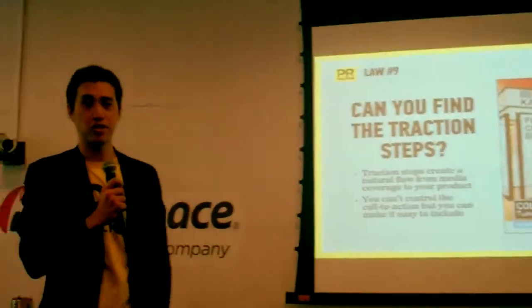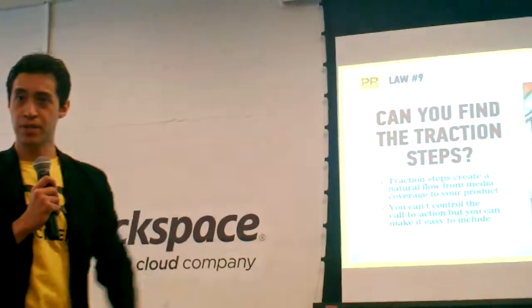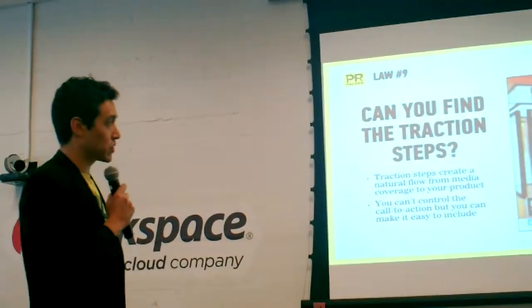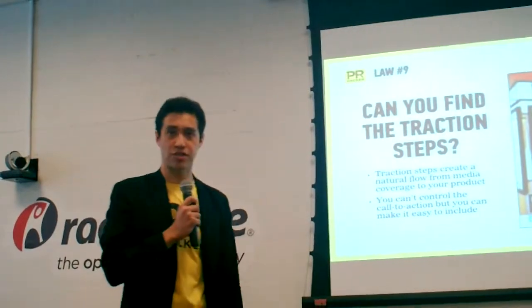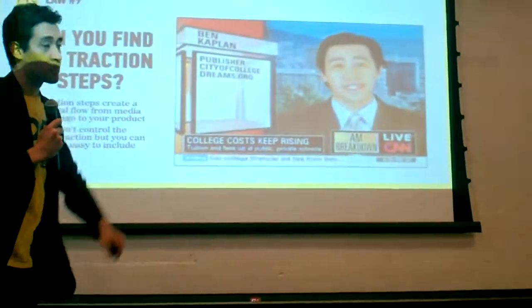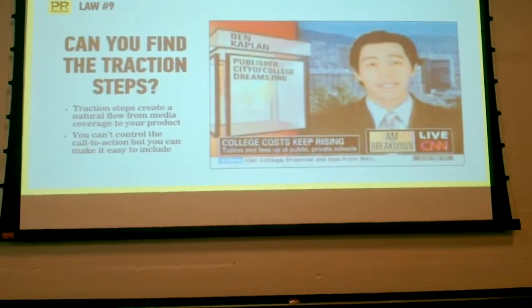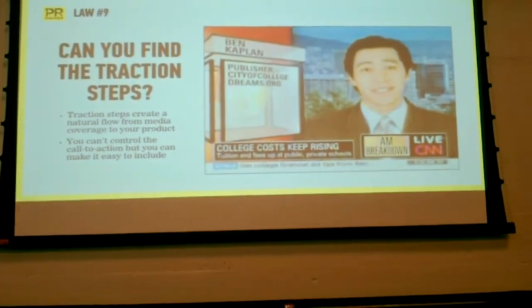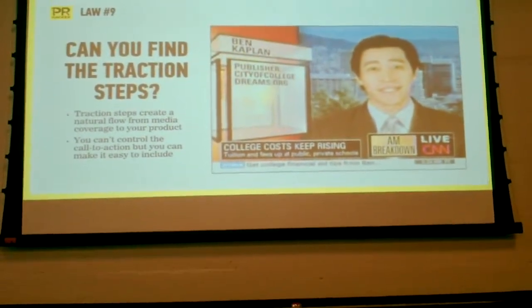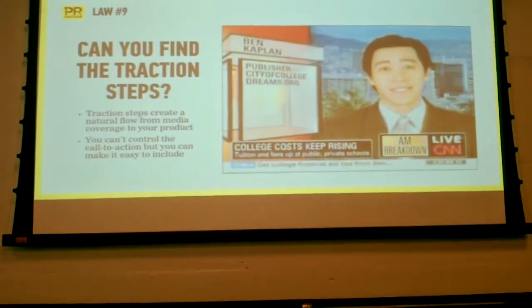There are 2 traction steps in this screenshot here. Can anyone raise your hand if you can identify one of those traction steps? Yeah? Your domain is right there. Okay, my website address. Publisher, cityofcollegedreams.org, my website address at the time. Now, that is unique because you may think that is a web address, but that is actually not a web address. Because you can't post web addresses on CNN.